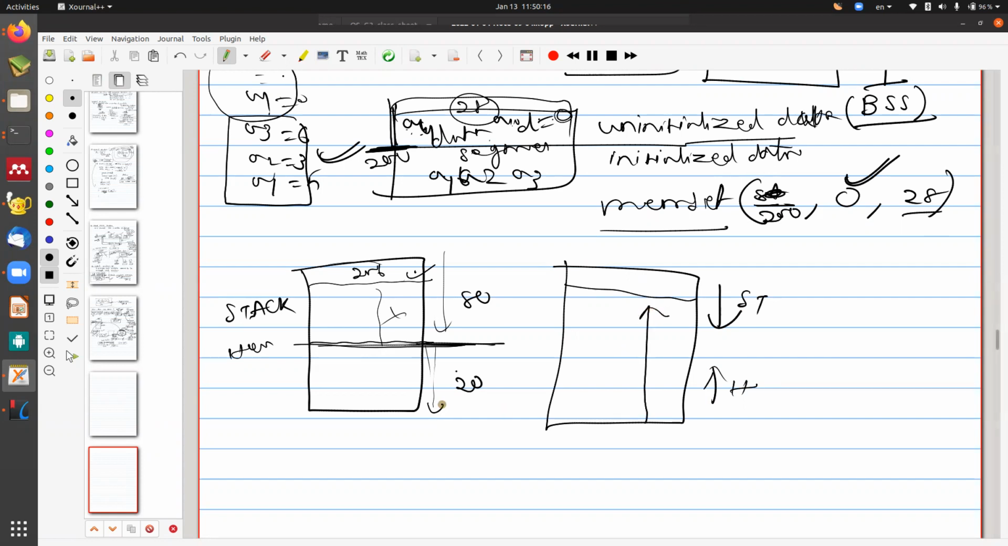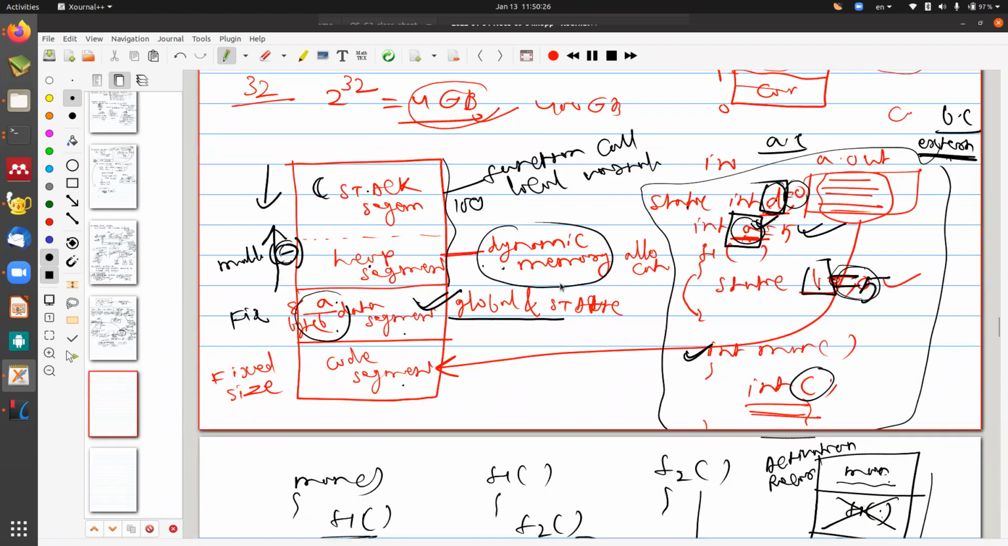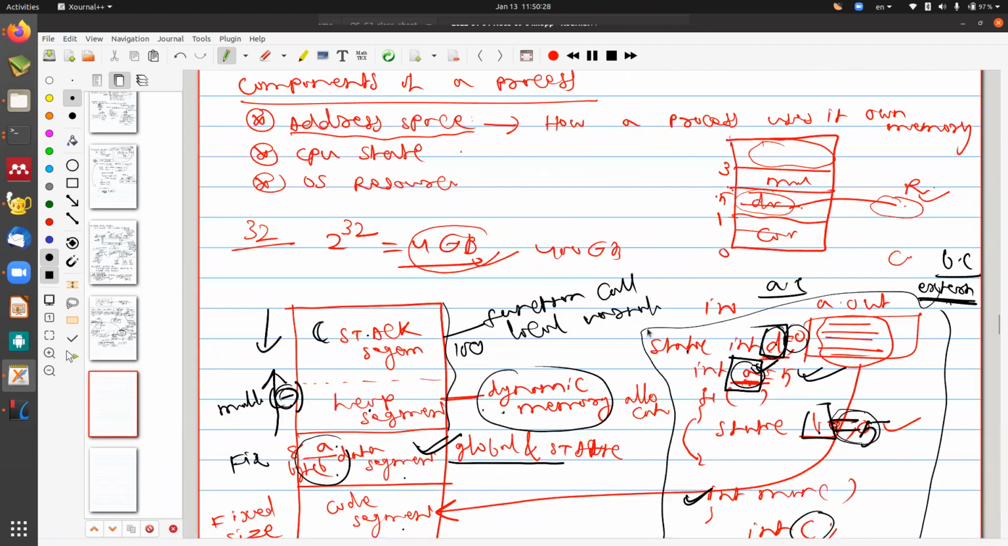So that's the reason the stack and heap segments go in two different directions. This is basically called the address space. Address space is nothing but the temporary memory which a process fills.